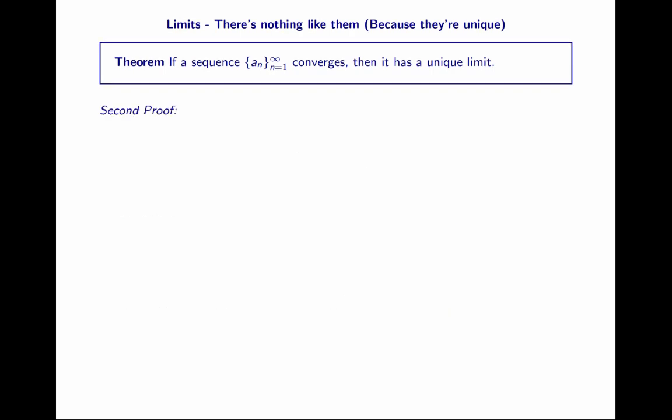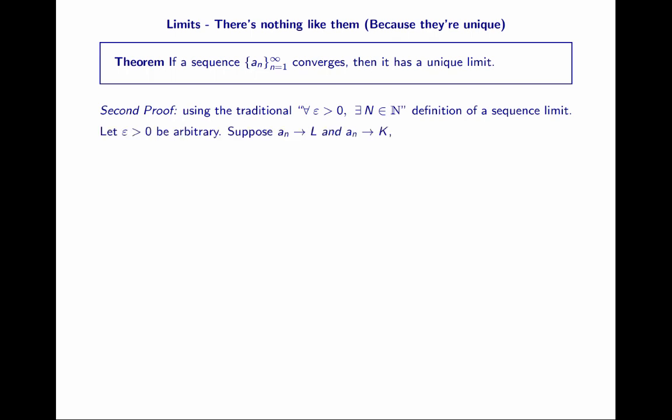So how would we prove it another way? In this way, we'll use the traditional definition of a sequence limit: for any epsilon greater than 0, there exists a natural number. Let epsilon be greater than 0 and arbitrary. Suppose a_n converges to L and a_n converges to K. Now, we're going to prove, of course, that L and K must be equal, but so far, L and K are just limits of a common sequence.